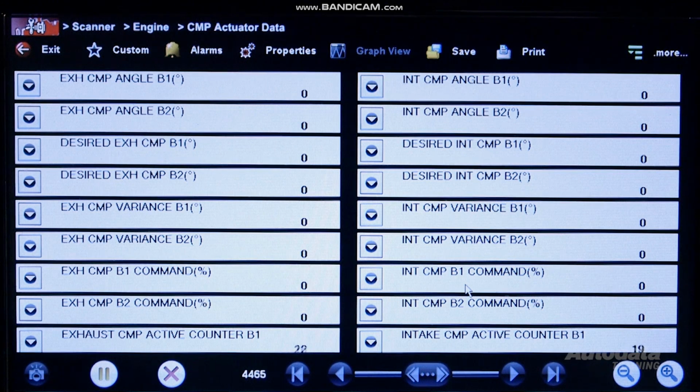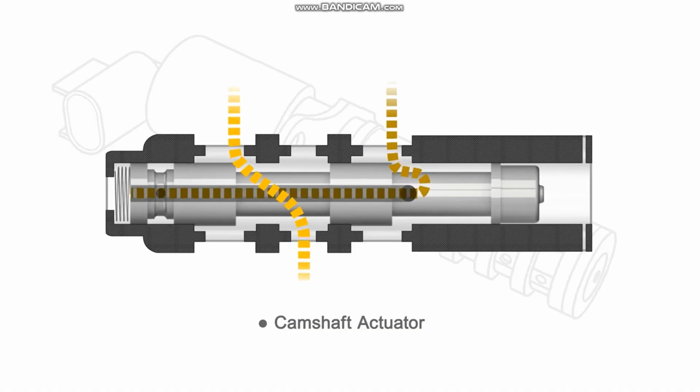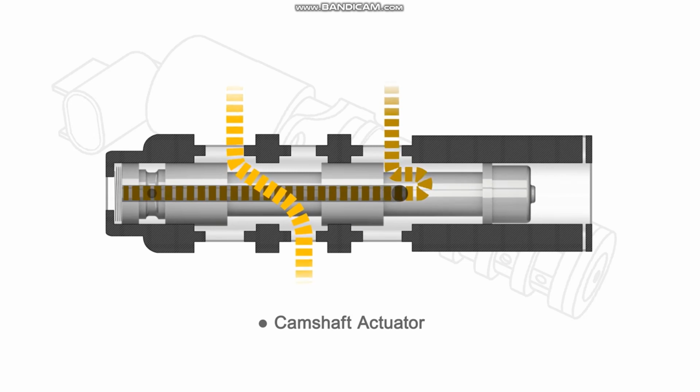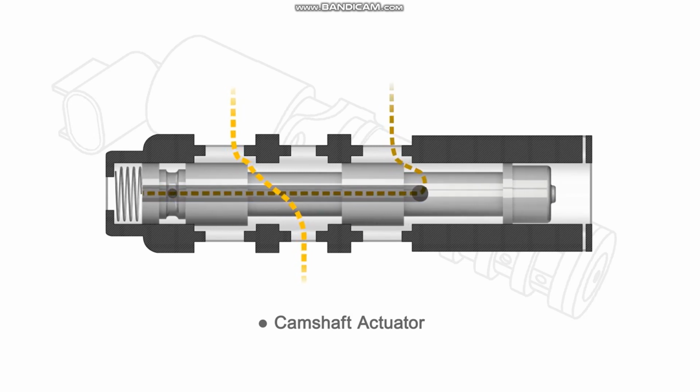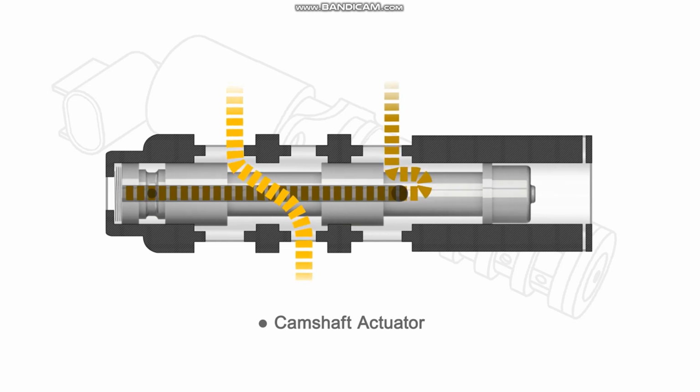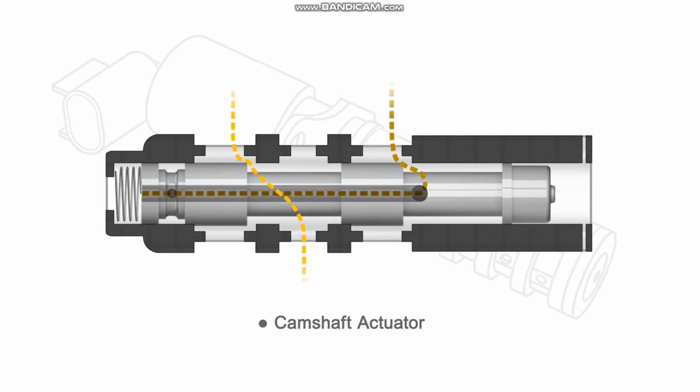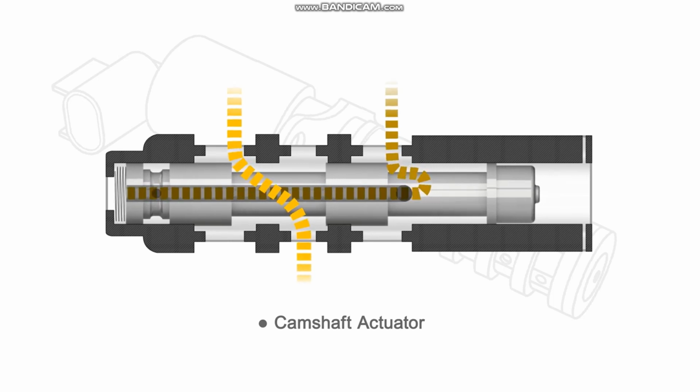The camshaft position actuator system enables the engine control module, or ECM, to change the timing of the camshafts while the engine is running. The position of the valve will be determined by the PWM on time. The camshaft position actuator solenoid valve varies the oil flow that applies the pressure to advance or retard the camshafts.